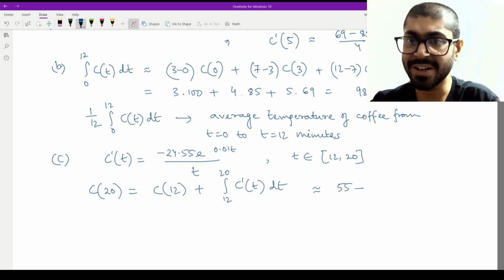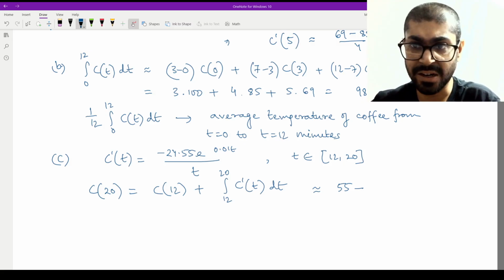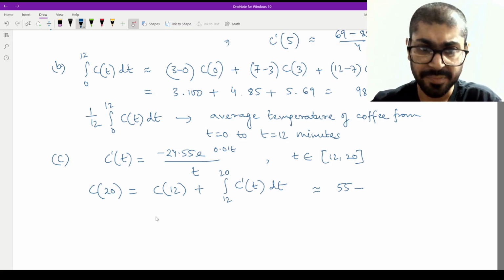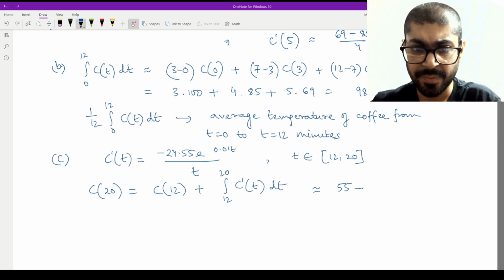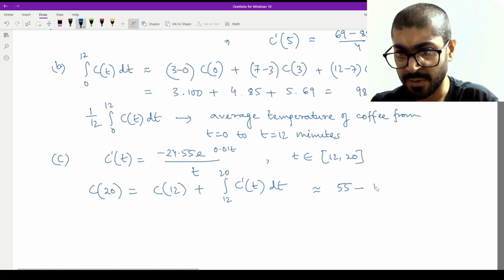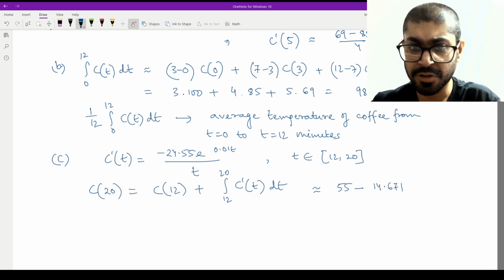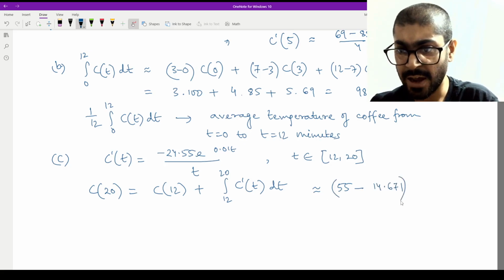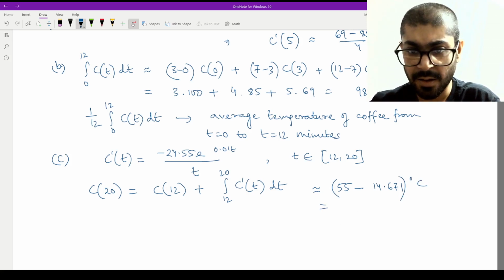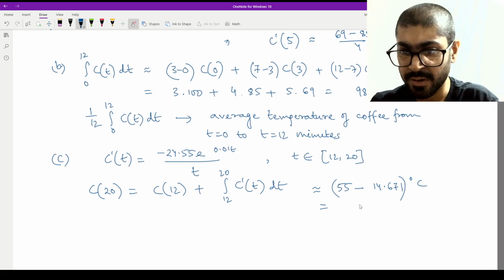Otherwise you can use integration by parts and solve the theoretical improper integral, and then put the limits for the proper integral. So the numerical value of this portion, up to 3 decimal places, will be 14.671. We approximated it up to 3 decimal places. This is in degrees Celsius, and this will be equal to 40.33 degrees Celsius.